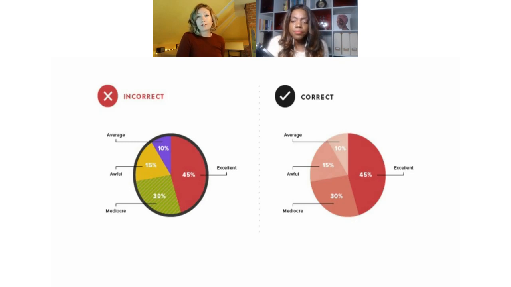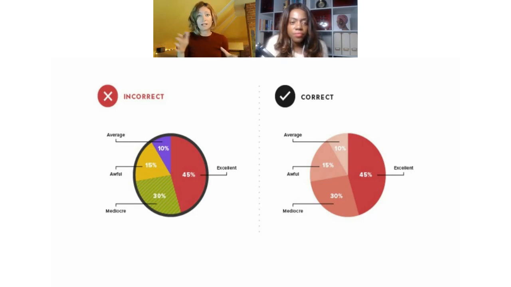Some people would use shades of a color if the things you're graphing are sequential in nature, like excellent to awful. That's a sequence, so using a sequential set of colors, like shades of one color, might make sense. But you'll notice here that they didn't even use the right sequence. Excellent and awful are the opposites, with average and mediocre in between, so the shades of color here aren't even matching the sequence. So for sequential data, a sequential color scheme could make sense.